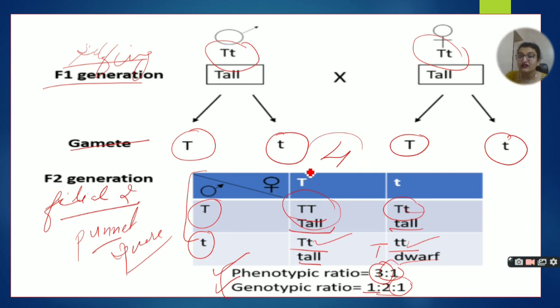Now, as we know that 4 offspring would be formed, a very easy thing to do, if you're writing this and you get confused, is to always check that you get a total of 4 offsprings in your answer. Phenotypic ratio 3:1, 3 plus 1 is 4, and genotypic ratio 1:2:1, you will get 4. So it is very easy to learn as well.